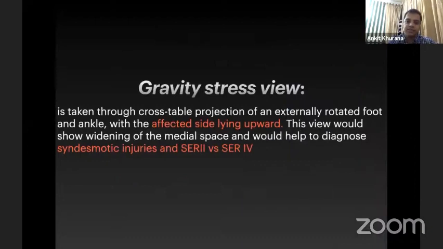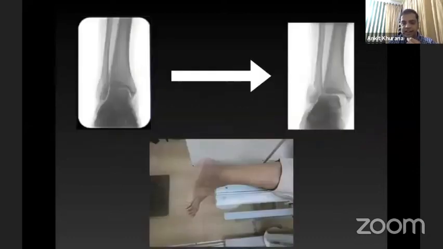Similarly, a gravity stress view is an important X-ray to assess isolated fibula fractures, differentiating between the supination external rotation type 2 from the type 4. This X-ray is done with the patient lying lateral and the affected side lying upwards. And as gravity takes its effect, the fibula fracture displaces and the medial joint line opens up in cases of supination external rotation type 4 injuries, which need to be fixed, unlike a type 2 injury, which may or may not require surgery.